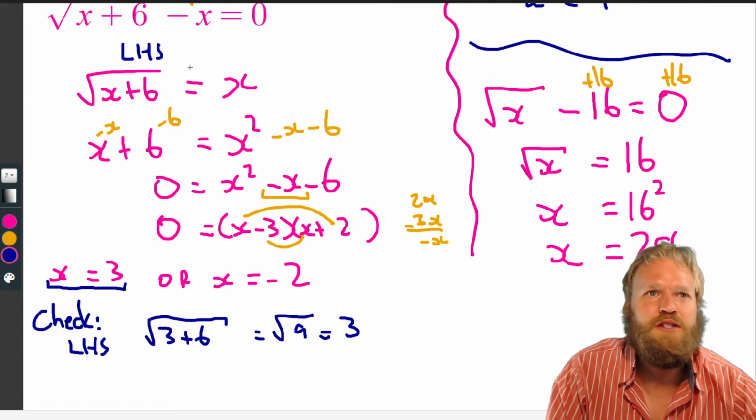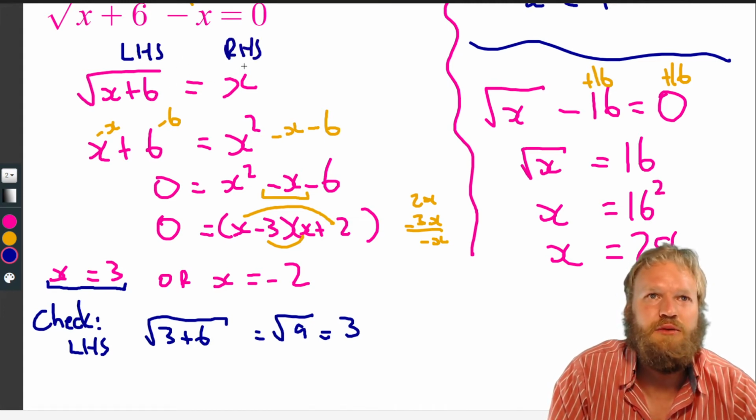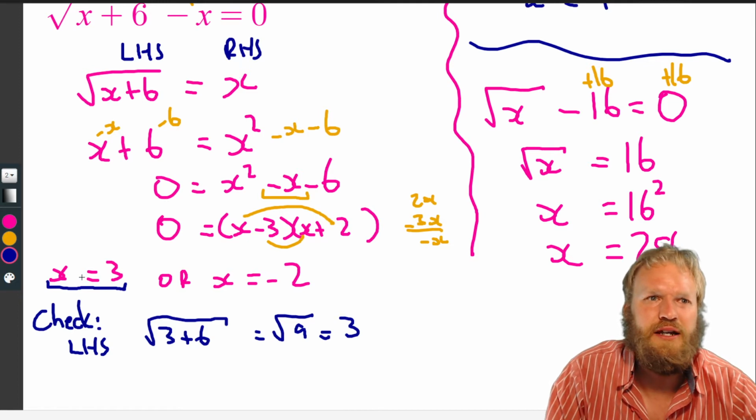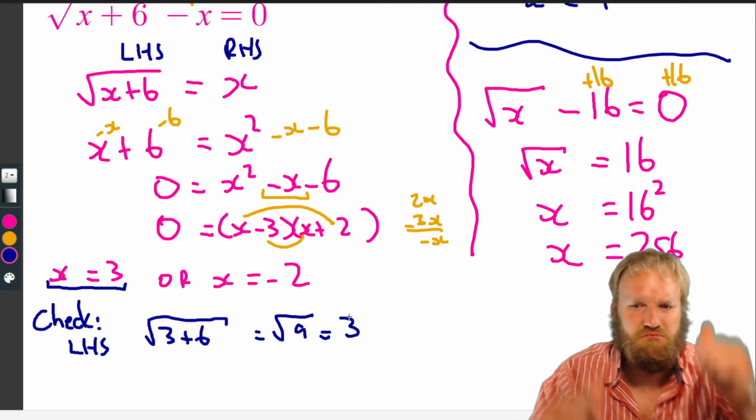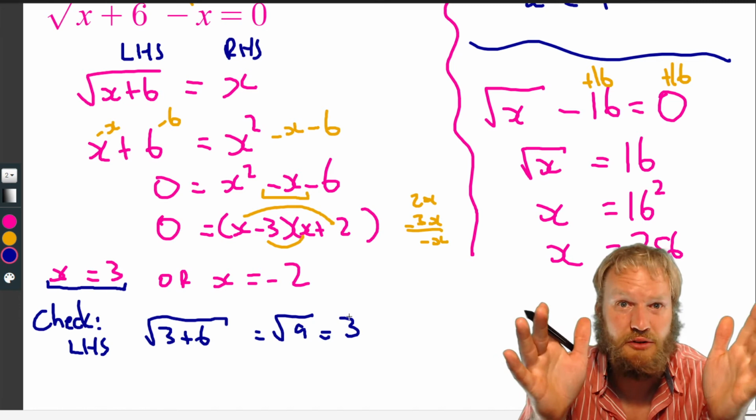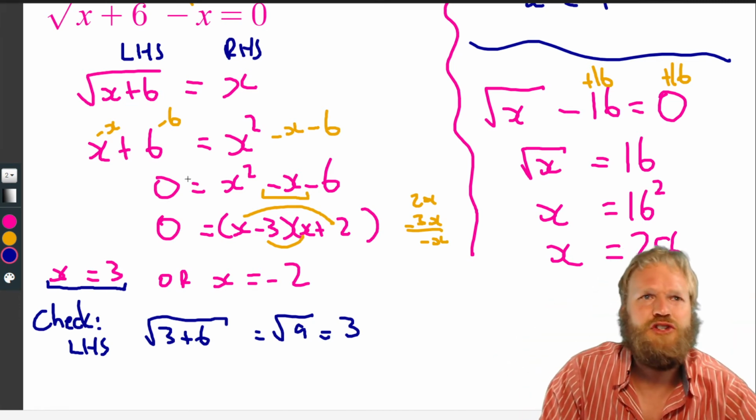And what about on this side? Well, on the right hand side we just had x, and x is 3, and we got 3. Thumbs up, right? All looking good. Now let's check out the other one.